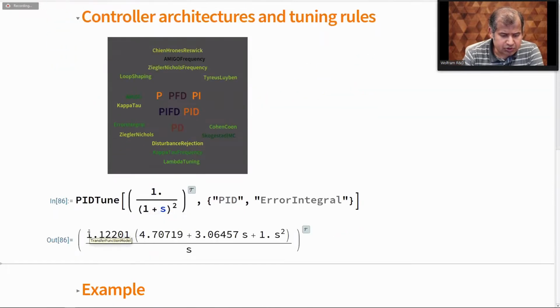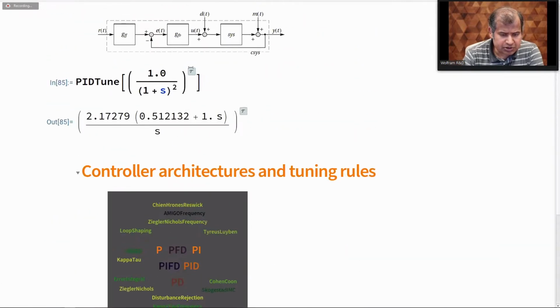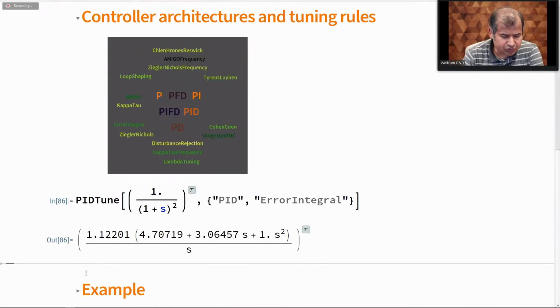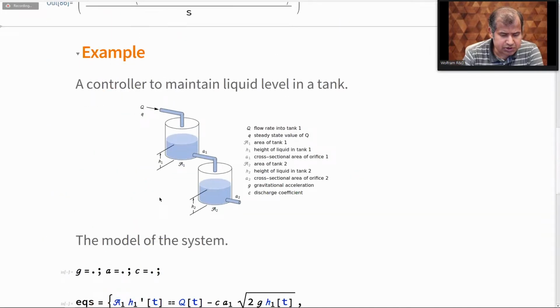So this is just a one-off where you just get that controller, but typically you want to get the controller and then see its performance. So I'll have an example here showing how the workflow is.